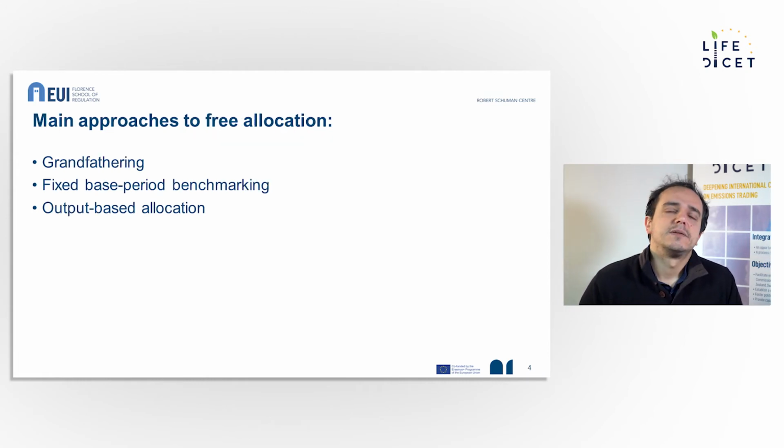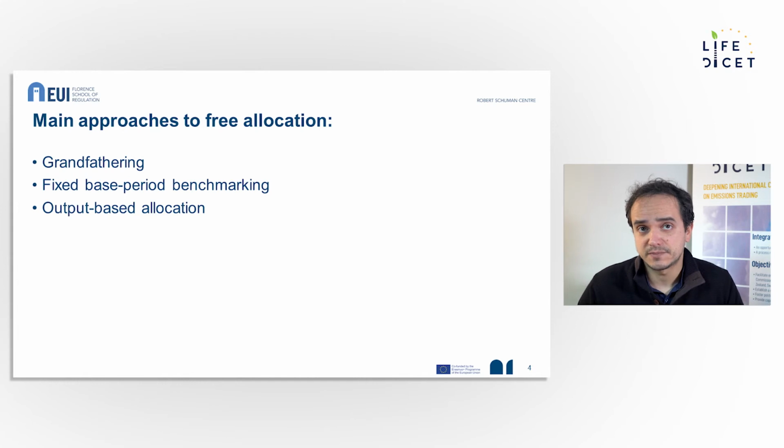So let's first recall the main approaches to free allocation of emission allowances and then the main indications that we get from the literature. There are three main methods of free allocation: grandfathering, fixed base period benchmarking, and output-based allocation. Under grandfathering, firms simply receive free allowances according to their historical emissions multiplied by an emission factor. In the EU ETS, grandfathering was used in the first two trading periods, that is, up to 2012.